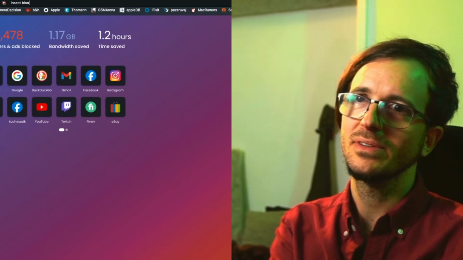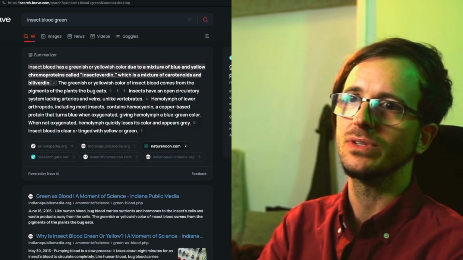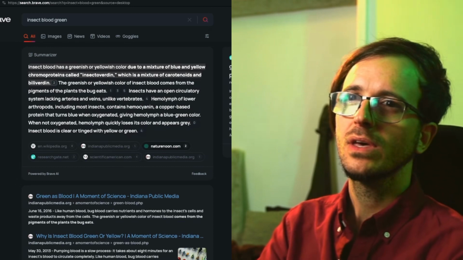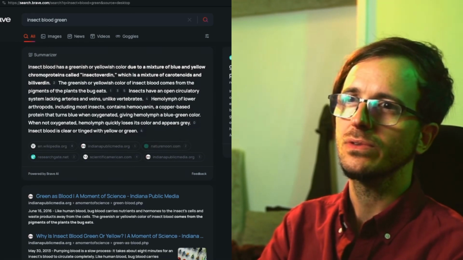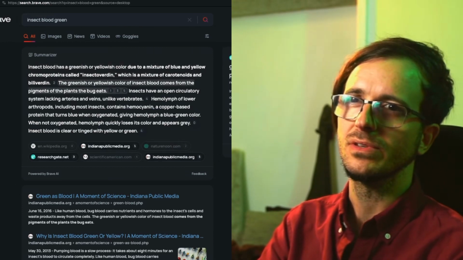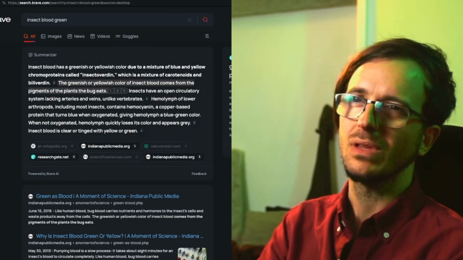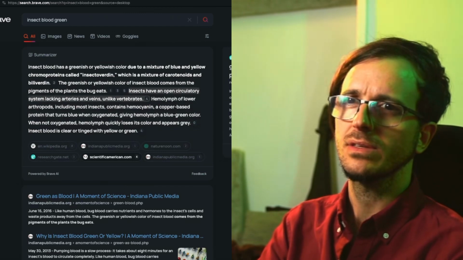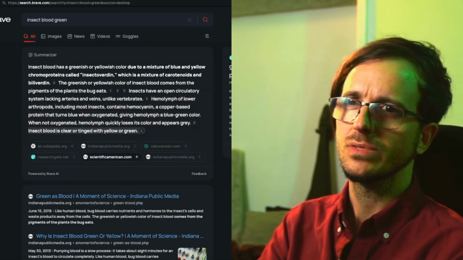Insect blood green. Common knowledge from a few websites. Insect blood is greenish or yellowish color due to a mixture of blue and yellow chromoproteins called insectoverdin, which is a mixture of carotenoids and biliverdin. The yellowish greenish color of insect blood comes from the pigments of the plants the bug eats. Insects have an open circulatory system lacking arteries and veins, unlike vertebrates. Hemolymph, that's what we read here. Insect blood is clear or tinged with a yellow or green.